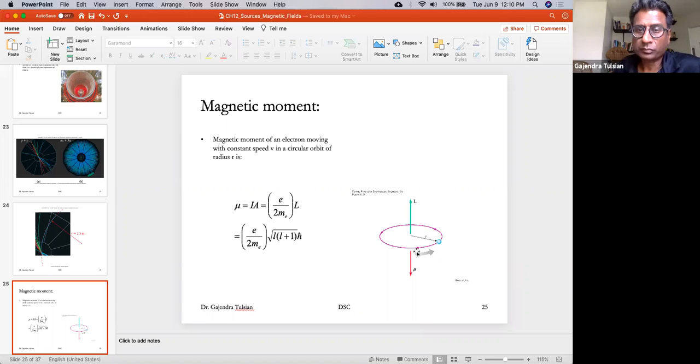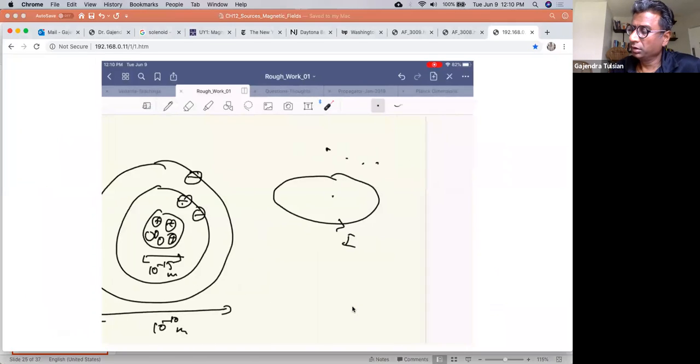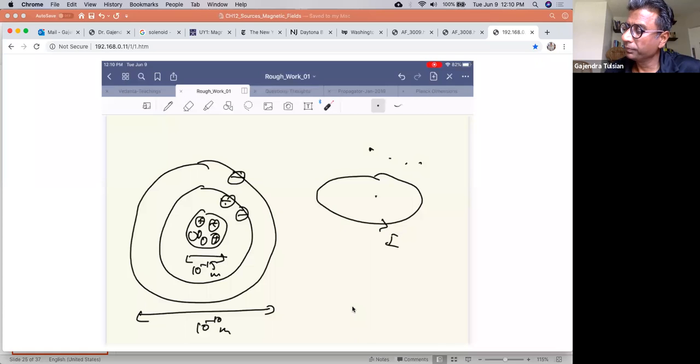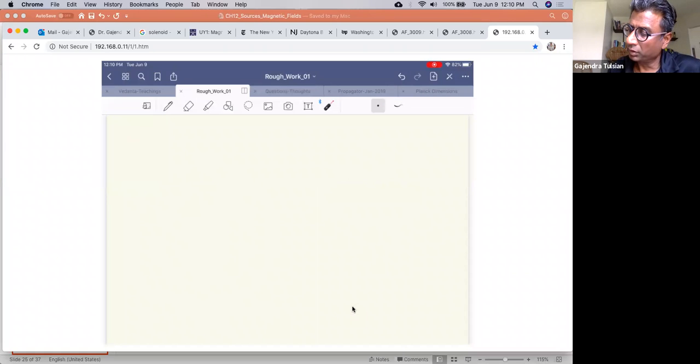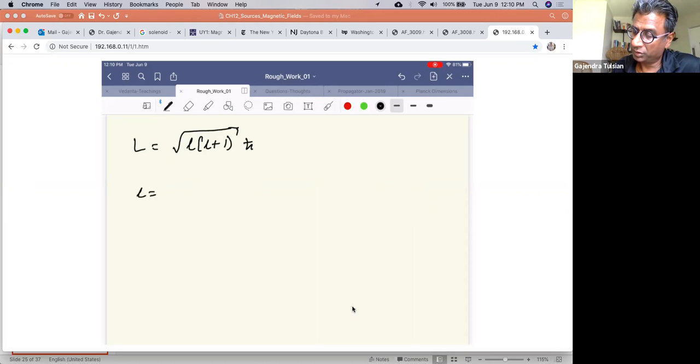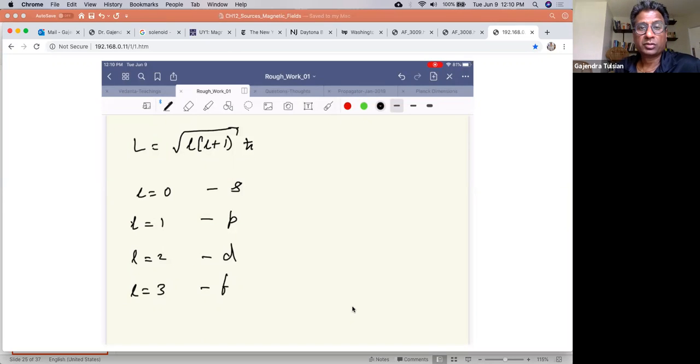Okay, so the angular momentum of the electron is h bar. Okay, so L can take integer values. L equal to 0 corresponds to the s orbital that you hear in your chemistry classes. L equal to 1 corresponds to the p orbital. L equal to 2 corresponds to the d orbital, and so on. So those are the orbitals.